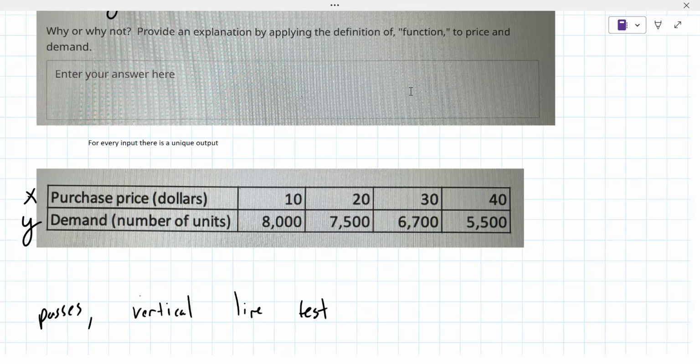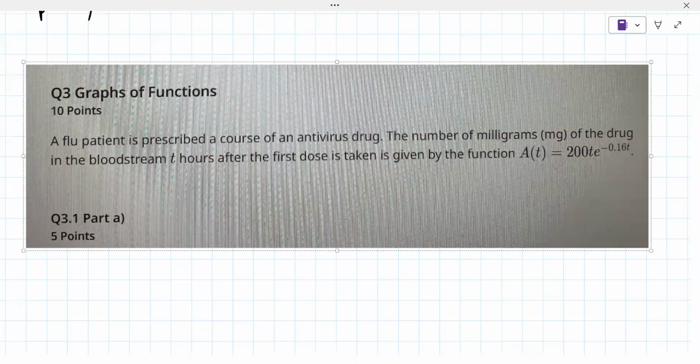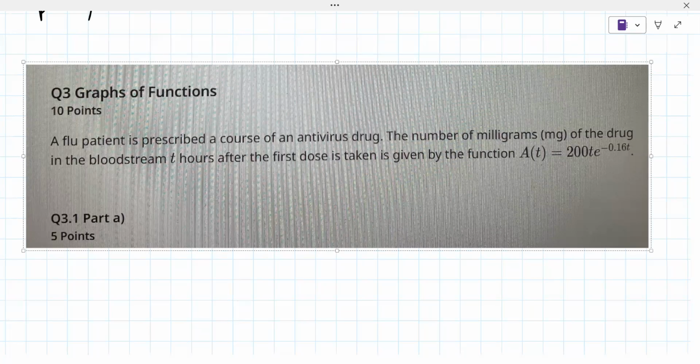Question 3. Flu patient. Does that sound right to you? Yes. Okay. I'll just ask because I want to make sure we're doing the right thing. Maybe this is in another email. I don't know if I've got all of this here. Oh, no, there it is.